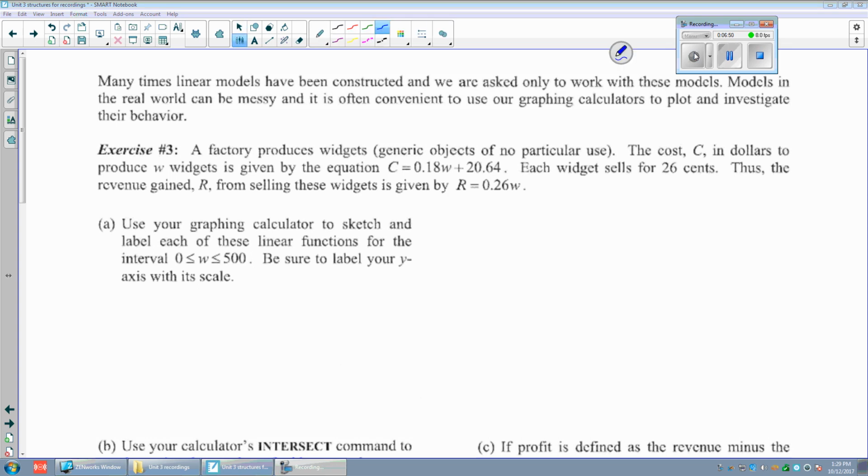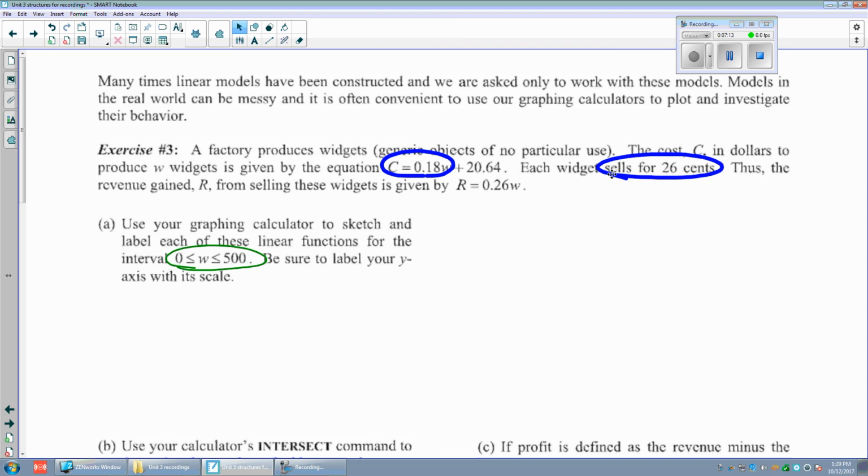So there's a cost differential. It sells for 26 cents, but the cost is 18 cents per widget. Okay, at least it's a positive cost differential, so you will have a chance to make a profit. Use your graphing calculator to sketch and label each of these linear functions for the interval 0 to 500. Be sure to label your y-axis with a scale.